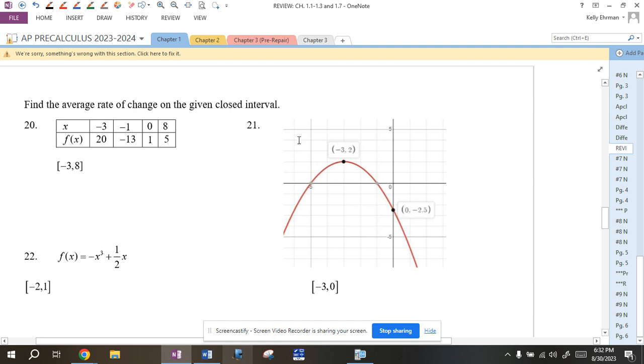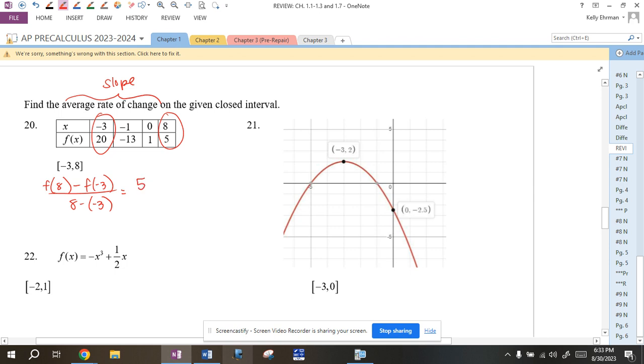Okay. What about finding average rate of change? So average rate of change, remember we have a formula for that on the given closed interval. So what this means is I want the slope, I want the average rate of change, I want the slope between the x values -3 and 8. If you're given a table, your work is pretty easy. Write the formula, f of 8 minus f of -3 over 8 minus -3. Even my calculus kids have to write this formula because you get a point for it, usually.